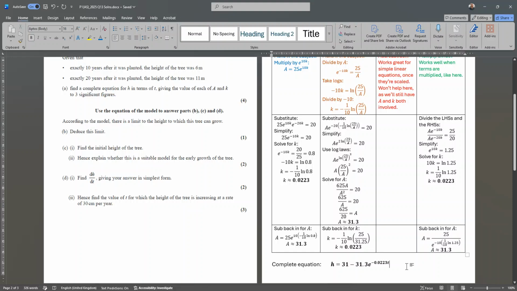Finally, for this part of the question, how do we know this is plausible? Well, the fact that 31.3 is similar to 31 is encouraging. And the things I'm looking for to do this will be the same things I'd look for if I was asked to sketch the graph of this model. I'd ask myself what happens at the beginning when t equals 0, and what happens in the long run as t gets bigger and bigger and bigger.